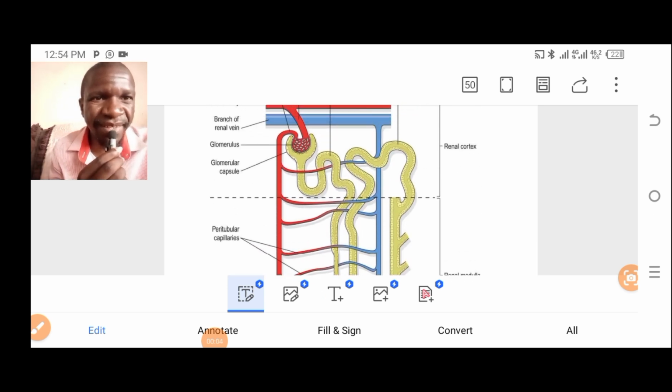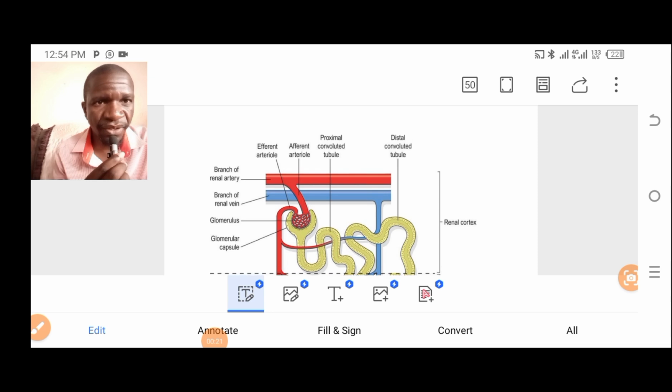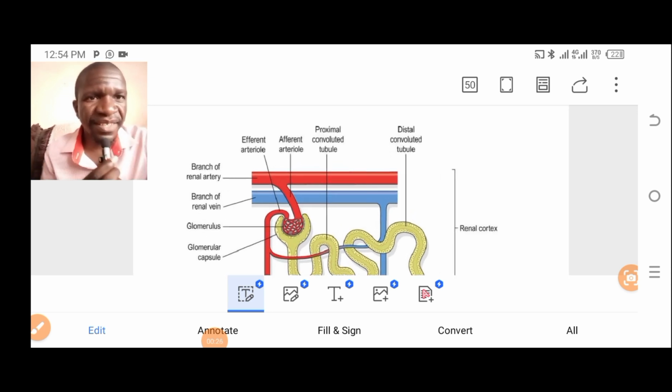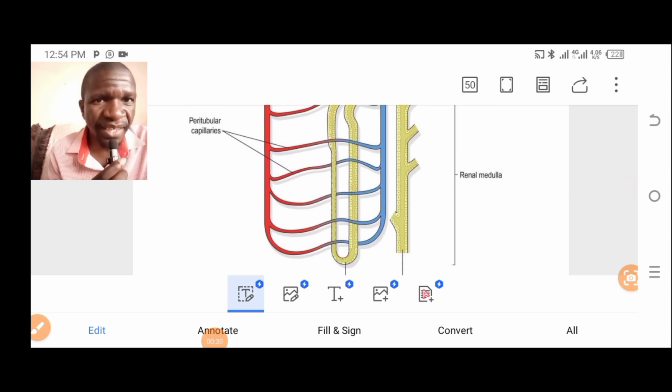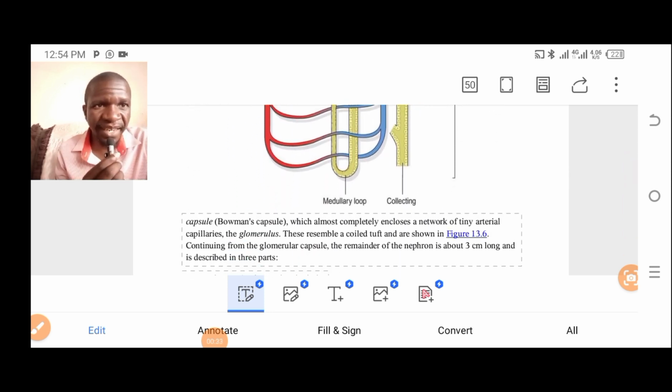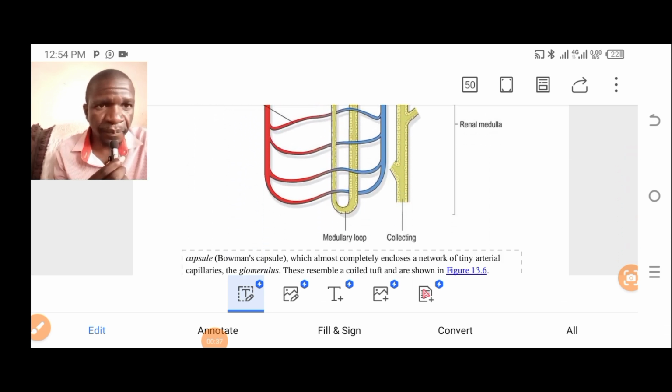We now look at the nephron. From our question, we ask you to draw the diagram of the nephron and to label it. So here is the diagram of the nephron and how you are supposed to label it. This is our nephron. I think you can clearly visualize it.